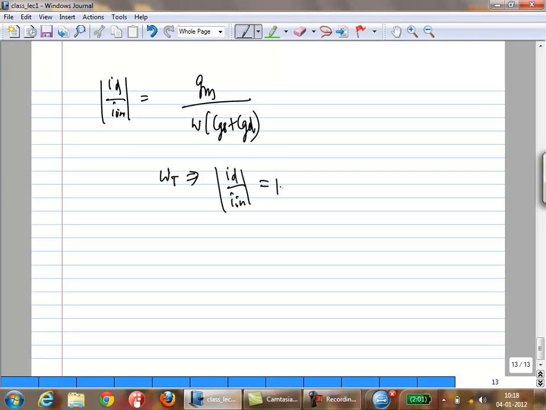You know that ID over IN equals 1 at omega t. You can use this to calculate it. Your omega t of the transistor is nothing but Gm over CGS plus CGD. Is that clear? So this is obviously the maximum frequency at which the transistor can be used as a current amplifier. So it is actually a fairly significant parameter. And quite often, for a particular process, you can characterize it by its FT.